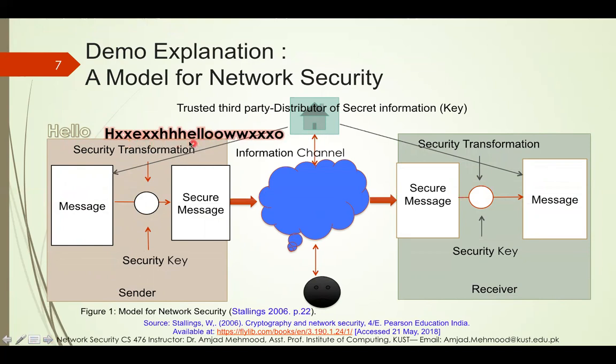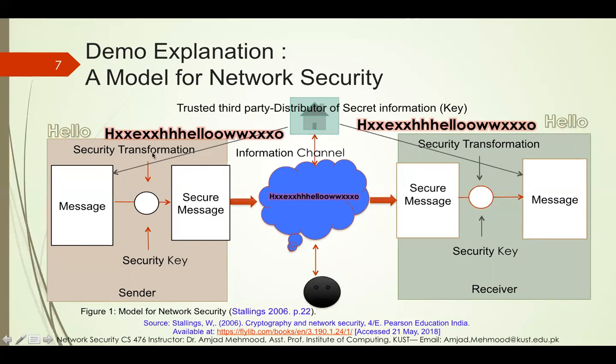Without having a key and a security transformation, you cannot understand this message. So if this message travels over the communication channel and reaches the receiver, the receiver applies the same security transformation and the security key, secretly provided by the third party to the receiver, to get this cipher message back to plain text.